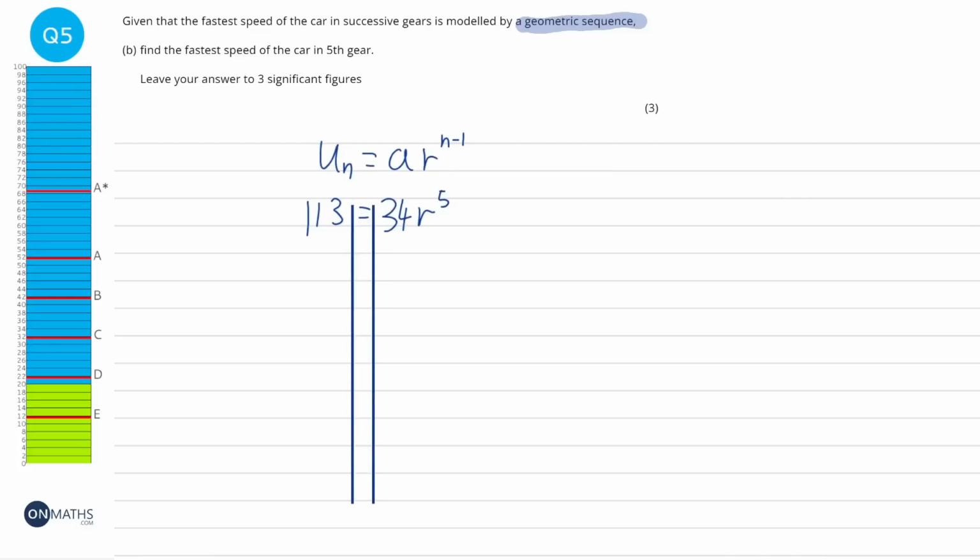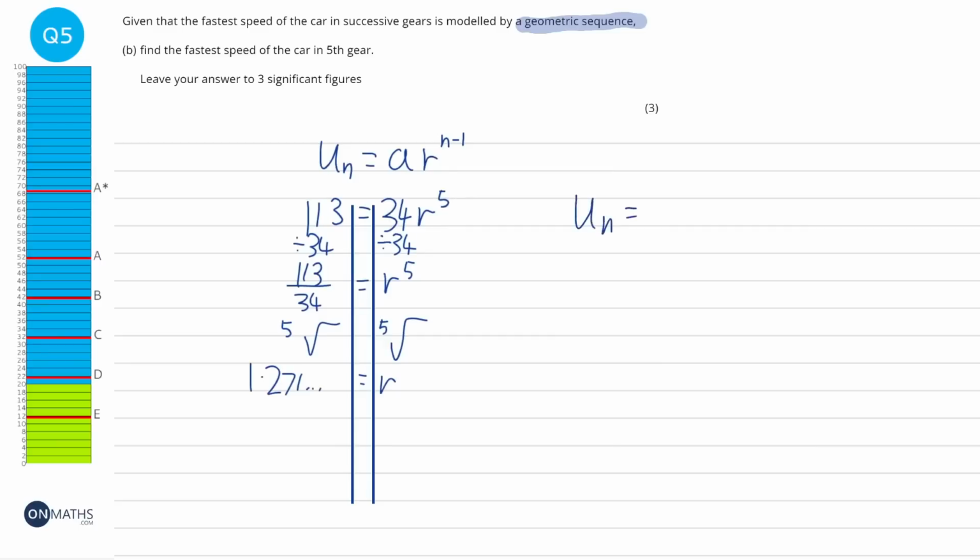And we're going to start by dividing by 34. So that would be 113 over 34. And this time we're going to fifth root both sides. Find the fifth root of both sides, and we get 1.271 and so on on the calculator. And we're going to just feed that back into the formula, because this time we know what that common ratio is.